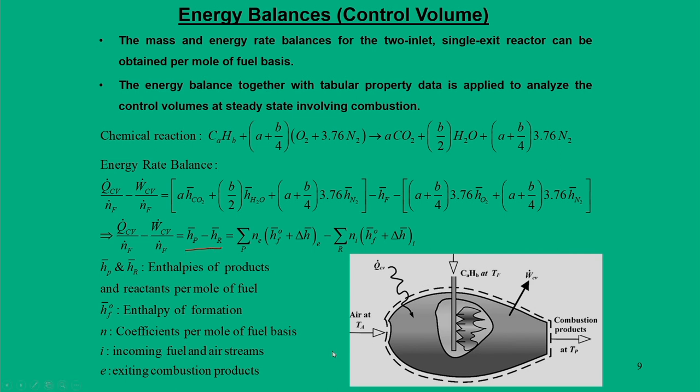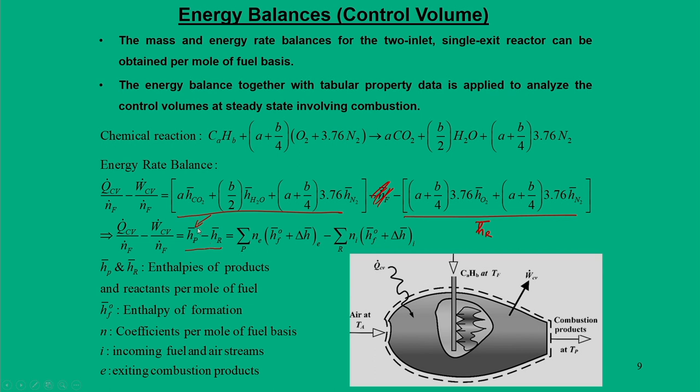I do not think this is required, so you can remove this. This is for the products, Hp bar, which is this, and this is Hr bar. So, from this equation, ultimately what we get is Q dot CV by N dot F minus W dot CV by N dot F is equal to the summation of Hp minus Hr, where Hp and Hr bar are the molar enthalpies of the products and reactants per mole of the fuel.